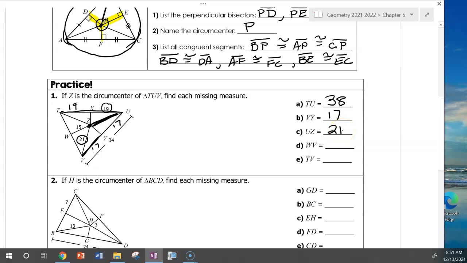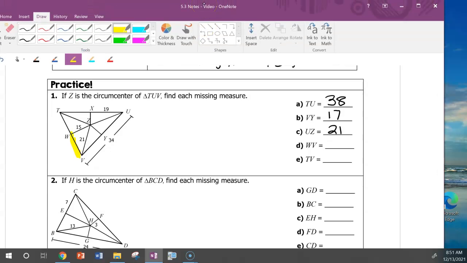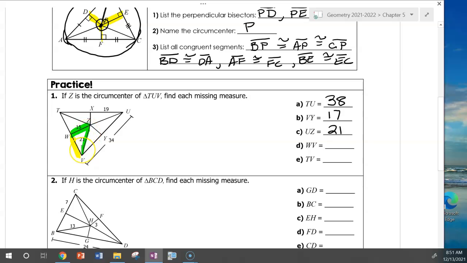Next, it asks you for WZ, and I am going to highlight WZ for you so we can see it. There's WZ, and that's just the perpendicular bisector, and it wants the, sorry, not WZ, WV. Right here, I want this piece. So that's half of one of our sides. Now, I'm not given that whole length, but what I do know is that this is 15 and that's 21. I also know that this is perpendicular.